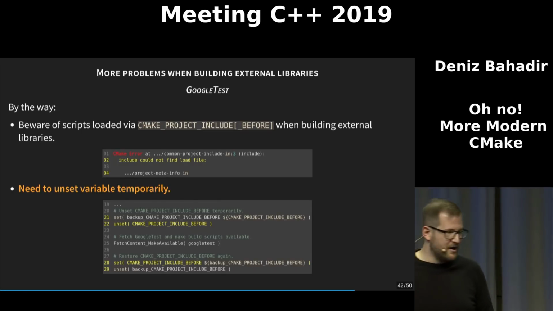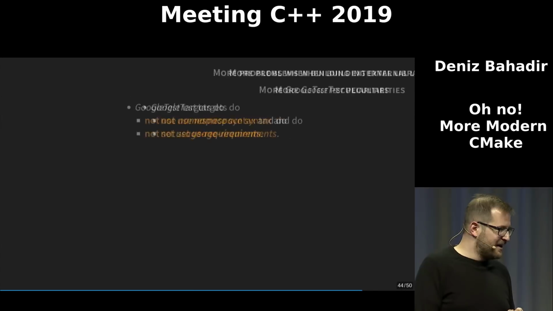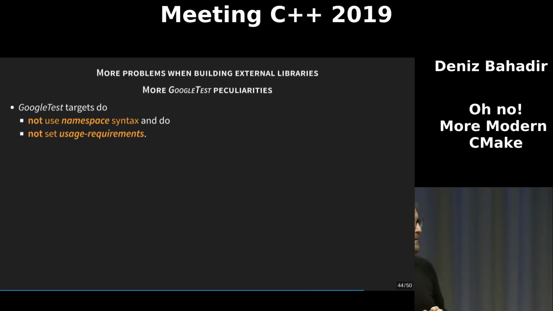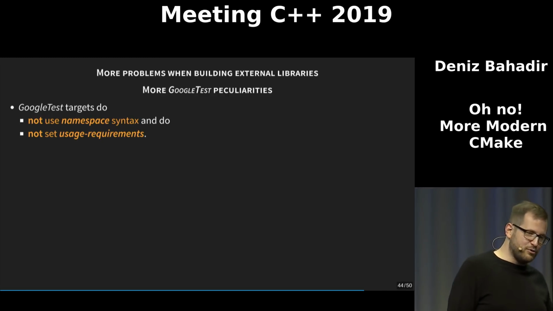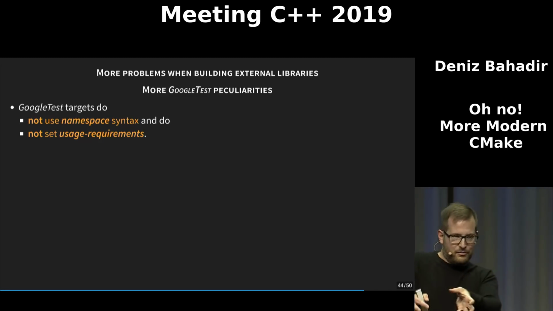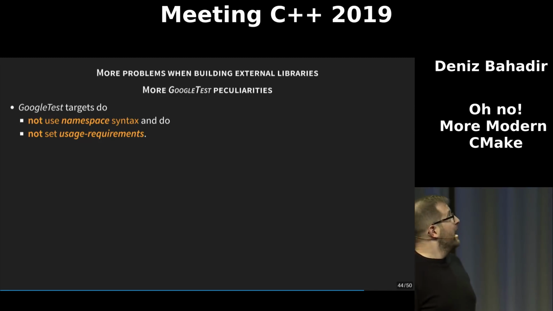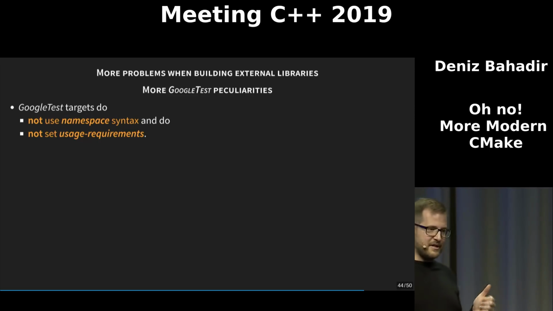I don't know. Okay, but we are still not done with GoogleTest. There's one thing I forgot to mention, and this is the recommendation nowadays is to use the namespace syntax we've seen with Boost for targets, which is Boost, double colon, and then the component you're looking at. And that's not, the targets of GoogleTest are not using that. They're just one name without the double colon thing.